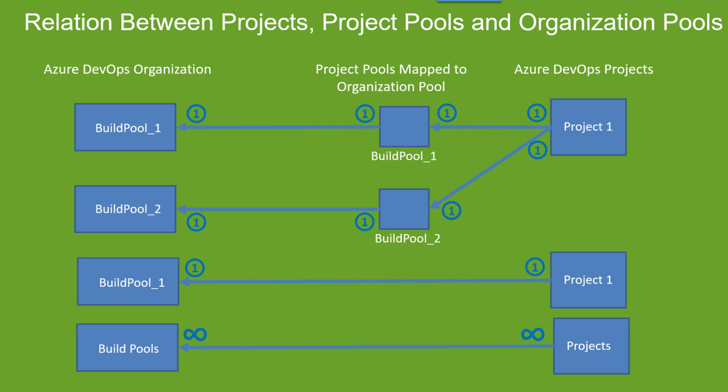As we can see, for example, project 1 is now using build pool 1 and build pool 2. And of course, build pool 2 can be used by other projects as well. So the relationship between projects and build pools is many to many. But between a single project and a single build pool, it is always 1-to-1.